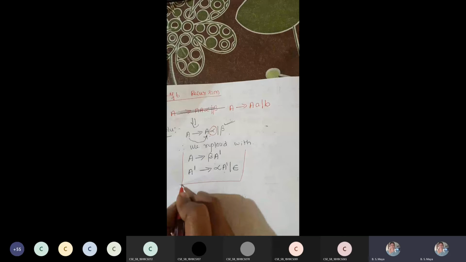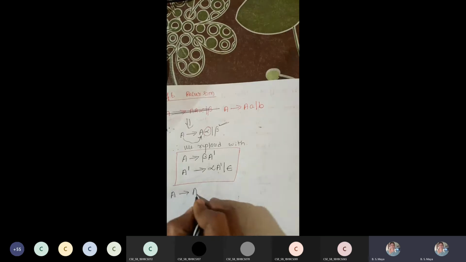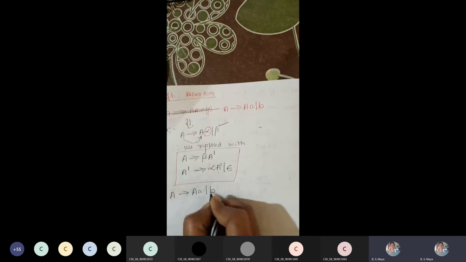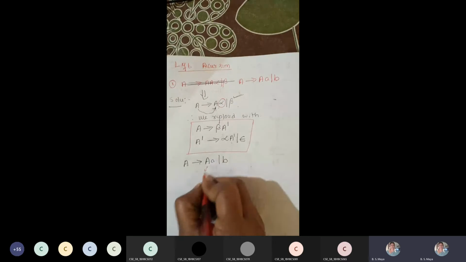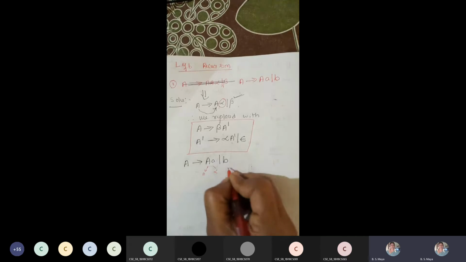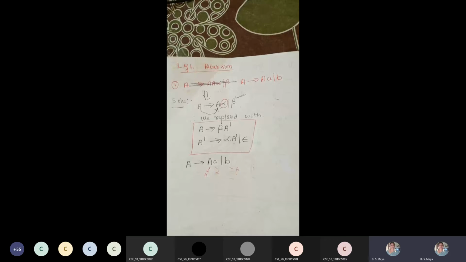This is the general formula I am writing. If the production has left recursion, it is replaced with that. According to that, we can solve my problem. A derives A a R b. Now this is A, this is alpha, this is your beta. For your reference, I am writing.